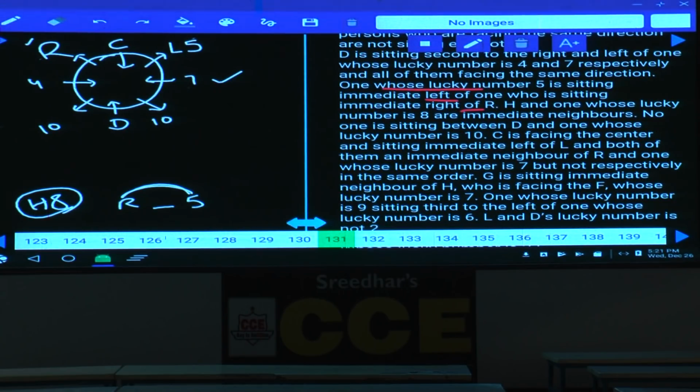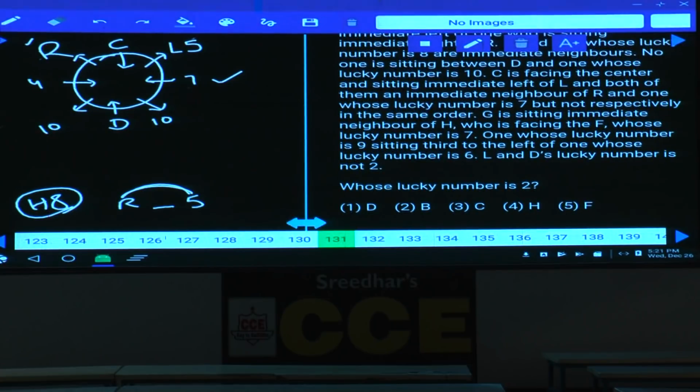Then next one. Now, H and 8 must be adjacent to each other. As of now, we have not used that information, but not respectively in the same order. G is seated to the immediate right neighbor of H, which means G can be 8, or G, H and 8 are these three persons together. Now, what is the possibility here? H and G, G is 8, or H, G and 8 are adjacent to each other.